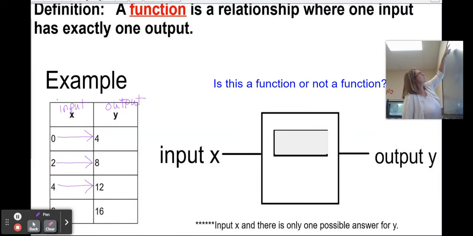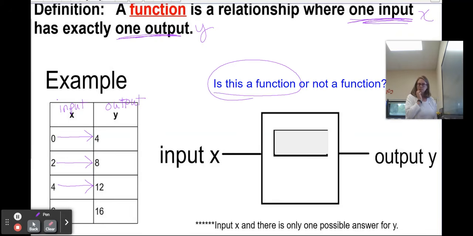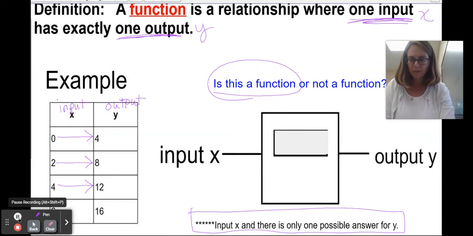So back to the definition. A function is a relationship where only one x has exactly one output, y. So in each of these cases, one input, one x, had only one solution, which is y. So this is an example of a function. And you can see here at the bottom, I put something very helpful. It says input x, and there is only one possible answer for y. Let's go to the next screen.